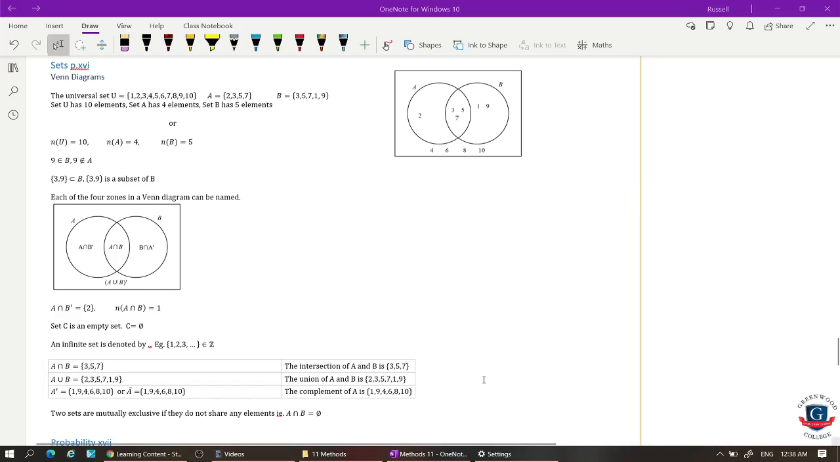Hi everyone, this is the last in our preliminary review of information that you need for the course. So we're going to have a good look at set notation, specifically Venn diagrams, and then some other probability stuff.